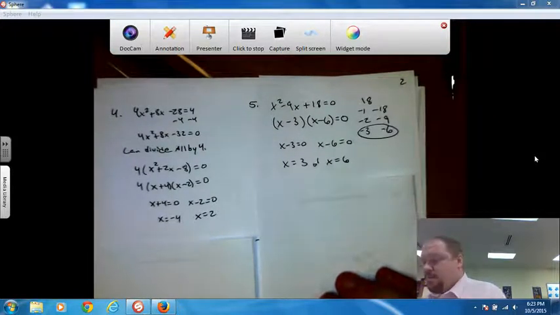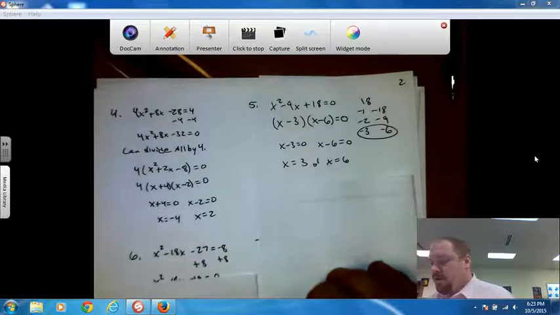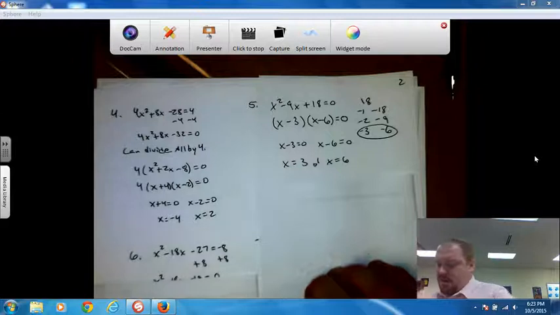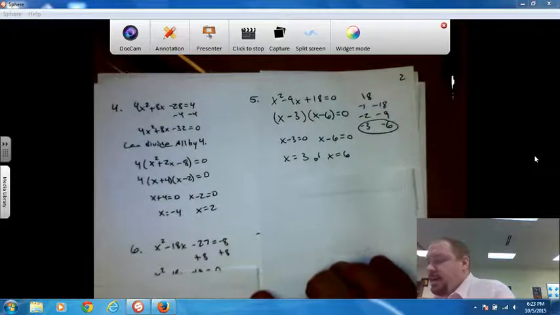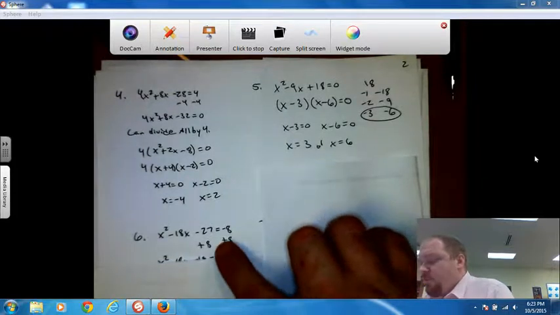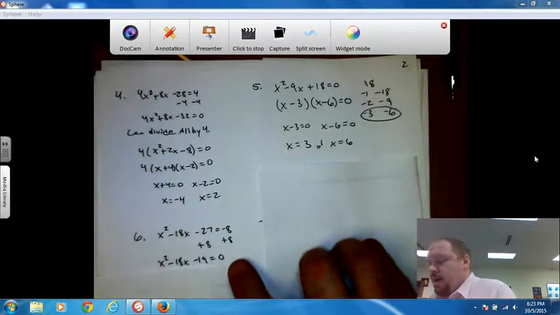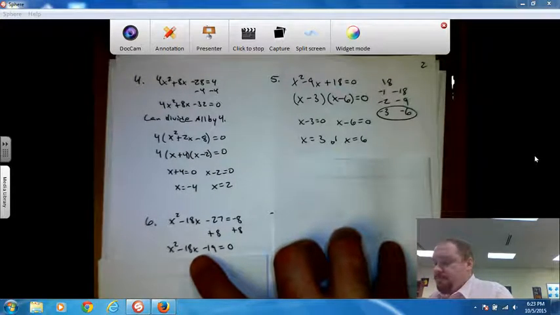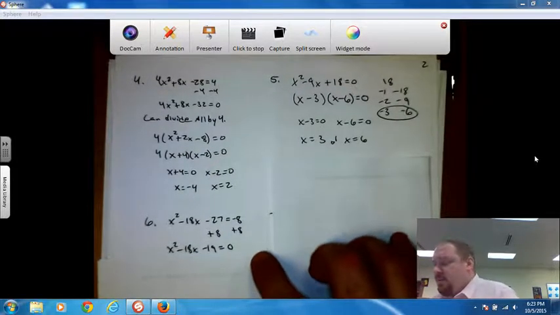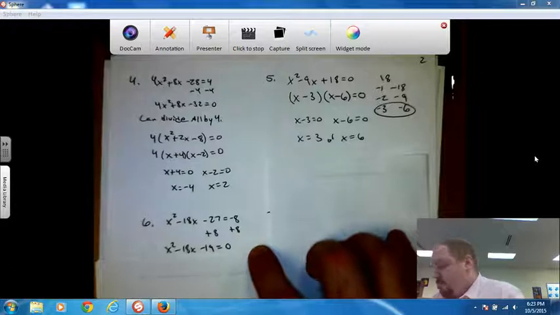Okay, number 6. Now, they want me to complete the square with these. So I decided to do that on this problem here. The reason I decided to complete the square was because after I got one side equal to 0, I noticed that my middle number is even. So because the middle number is even, I decided I can complete the square here.